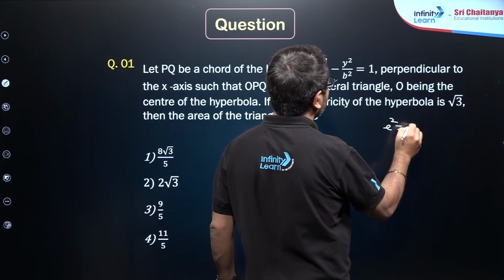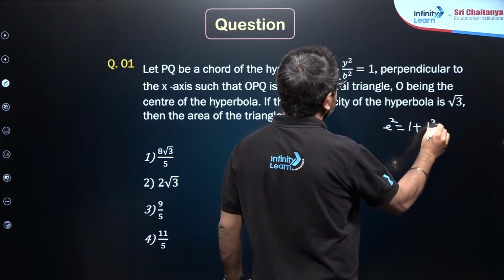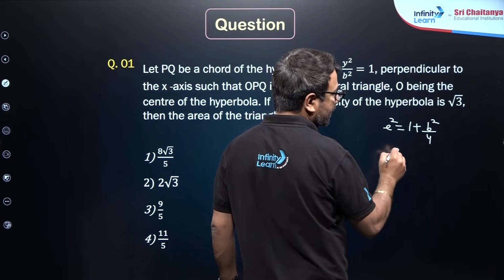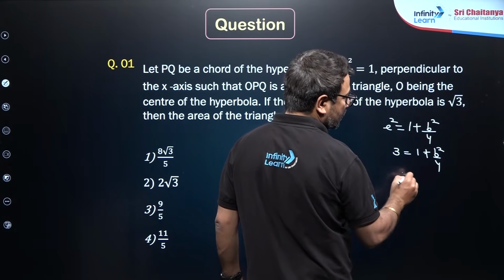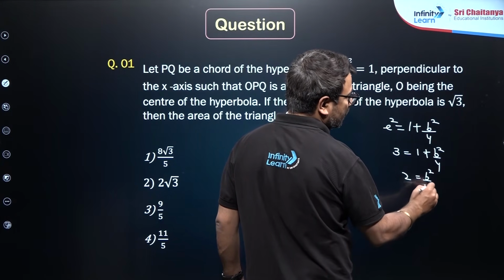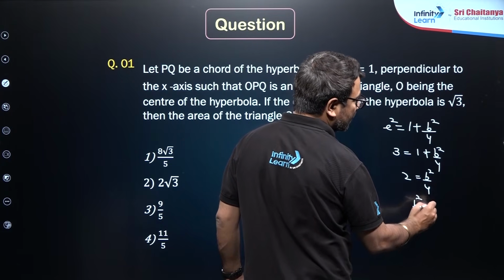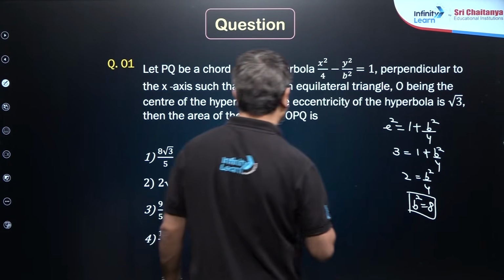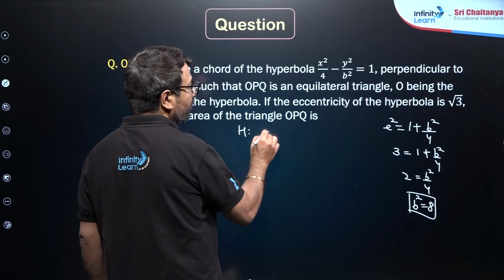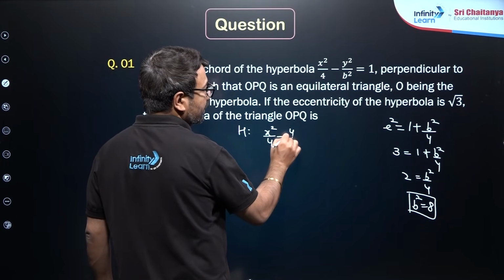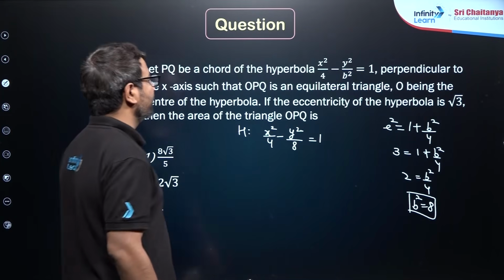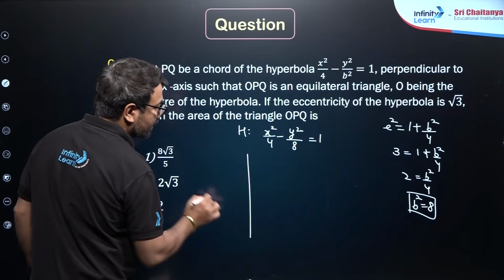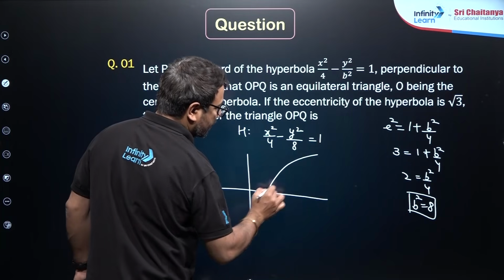So e square will be equal to 1 plus b square over a square. e square is 3, so 3 is equal to 1 plus b square over a square. So 2 is equal to b square by 4, so the value of b square will be 8. I hope this is clear to you. That means the equation of the hyperbola becomes x square by 4 minus y square upon 8 equals 1.